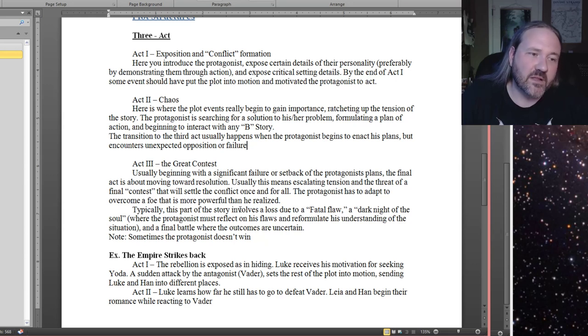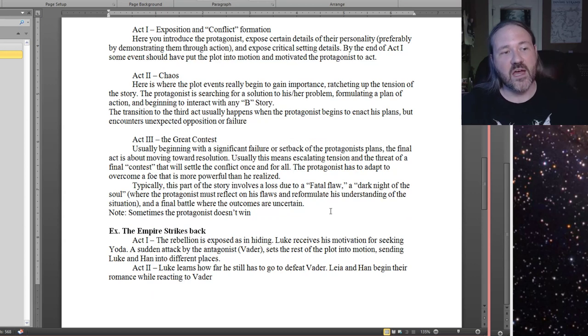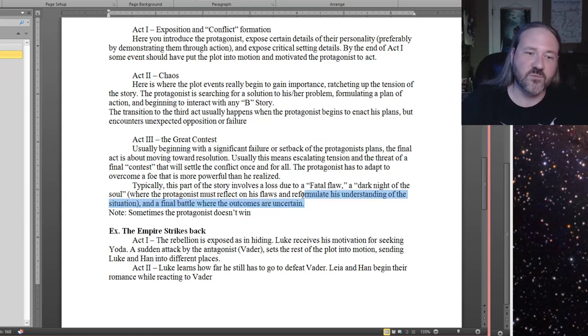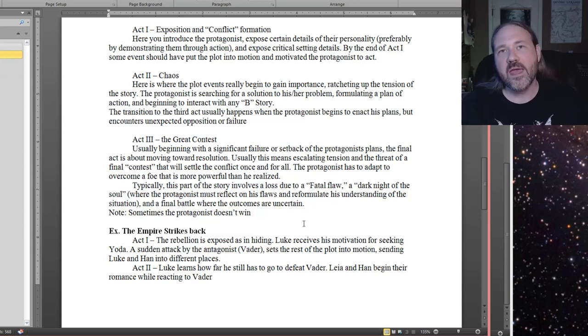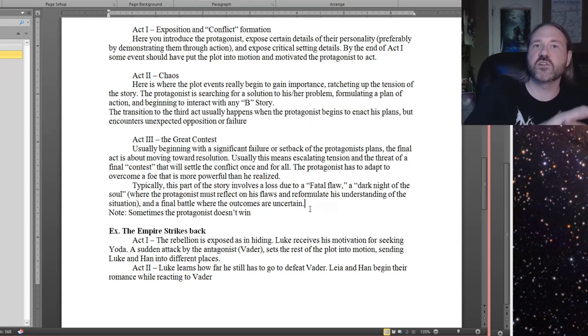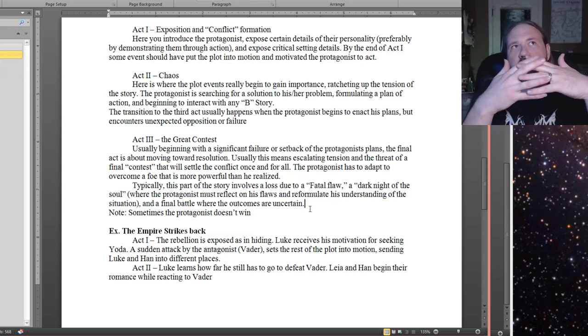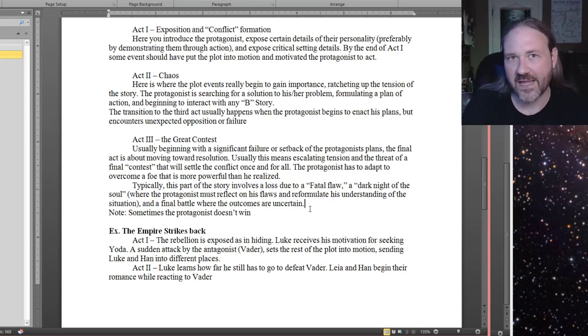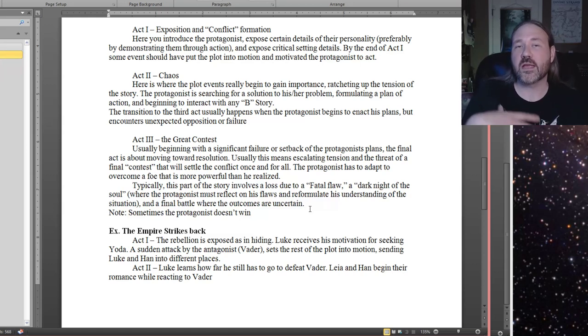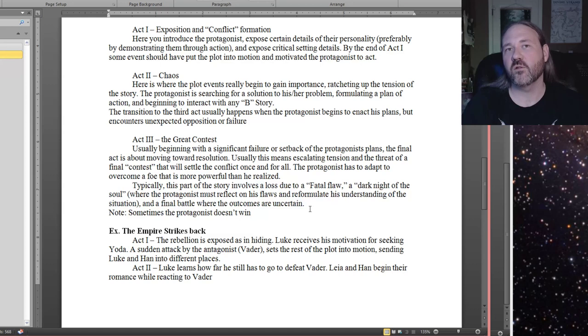So if I read this, typically part of the story involves a loss due to a fatal flaw, a dark night of the soul, where the protagonist must reflect on his flaws and reformulate his understanding of the situation, in a final battle where outcomes are uncertain. Now, how the C story works, and I could probably put this as a note, is that the C story tends to help the A story resolve. So the protagonist is not strong enough to overcome the antagonist, and in fact, he will lose. But the best friend helps the protagonist through his own growth. He comes to be a full member of the plot and helps the protagonist to overcome his final obstacles and win the plot. And the protagonist doesn't have to win. I'll put that as a note.